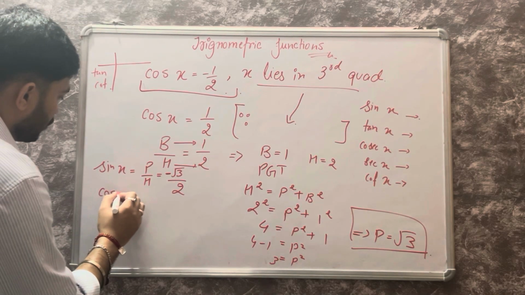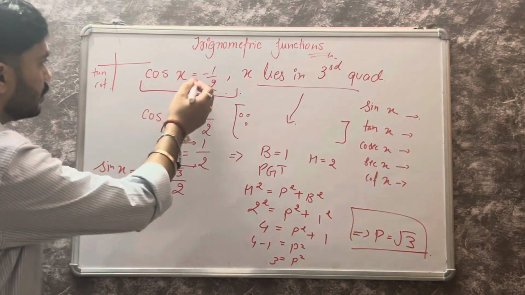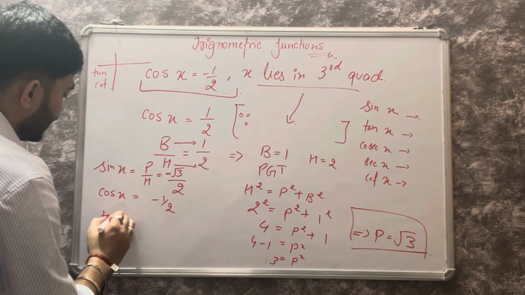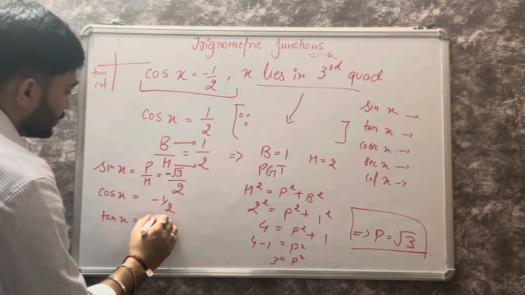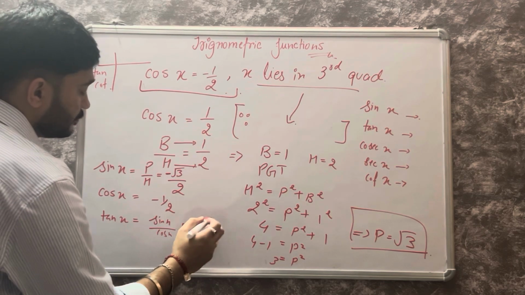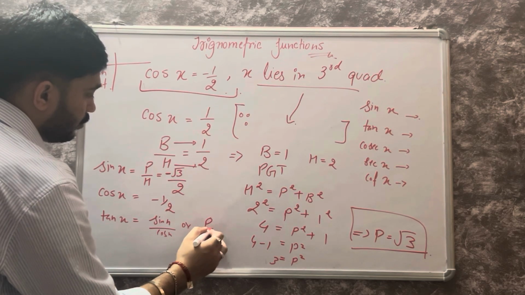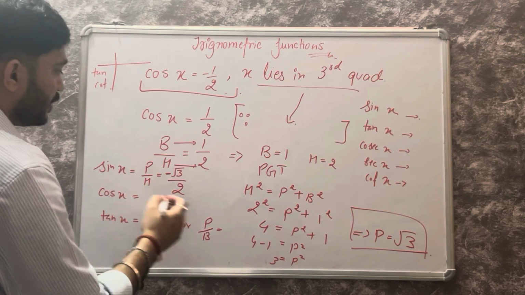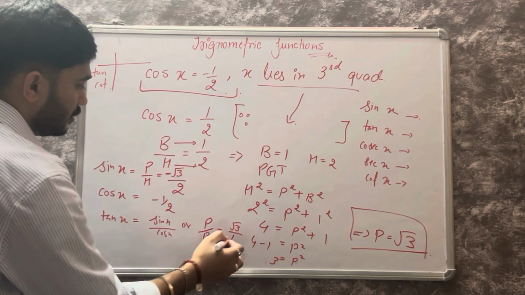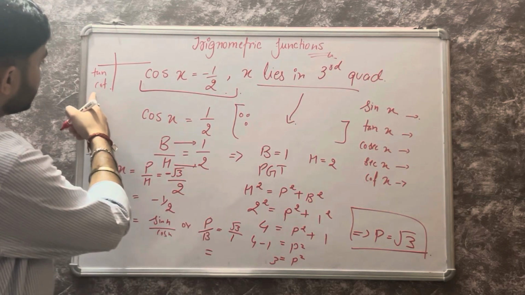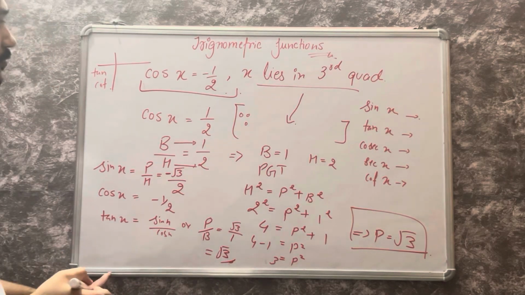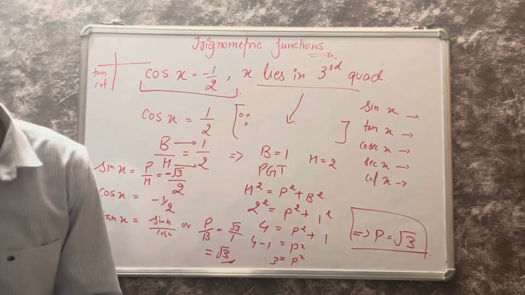Similarly, cos x is equal to, we know the value of cos x is already given, minus 1 upon 2. What is tan x? That is sin x upon cos x, or perpendicular upon base. What is perpendicular? Under root 3. What is base? Base is 1. So the value will be, since it is in the third quadrant, it will be under root 3.